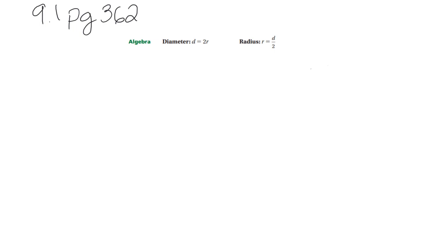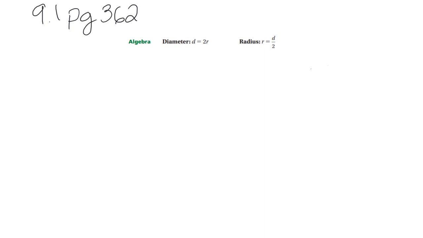So here are our equations. For diameter, D equals 2 times the radius. And that makes sense because it's twice as large as the radius. The radius is only halfway across. And to figure out the radius, which is R, you divide the diameter by 2 because it's half the diameter, right? So that makes sense.